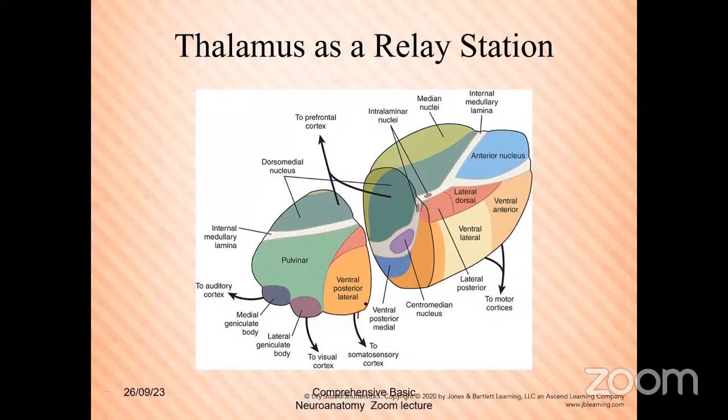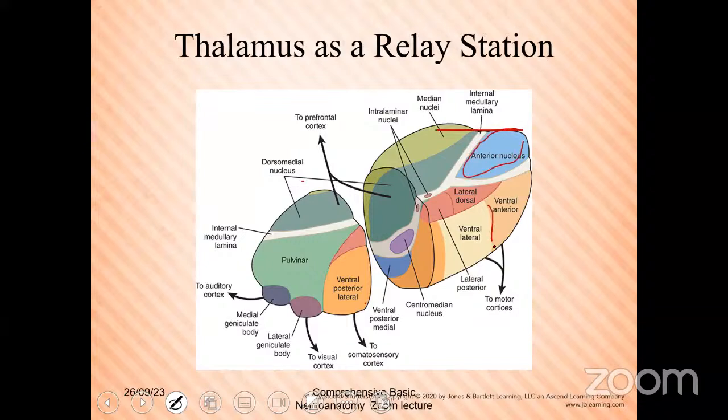So one is going to the ventral posterior, going to the somatosensory cortex, the lateral geniculate body to the visual cortex, the medial geniculate body to the auditory cortex. And this is the pulvinar, the back portion, and the dorsal medial nucleus to the prefrontal cortex, the connections, interlaminar nuclei and medial nuclei, internal. So these anterior nucleus.